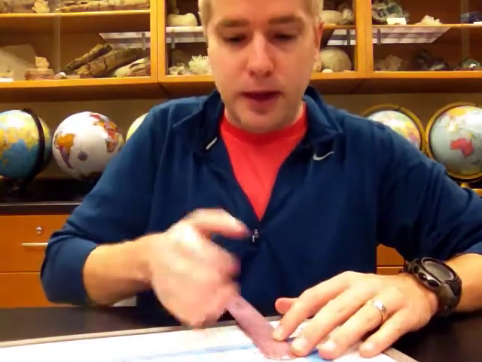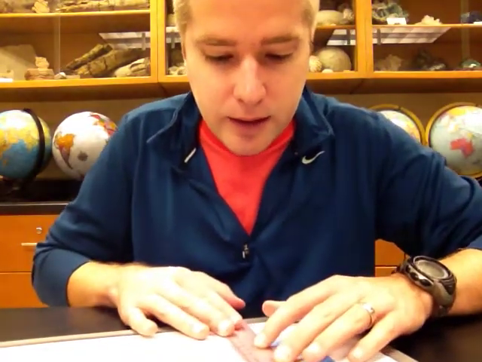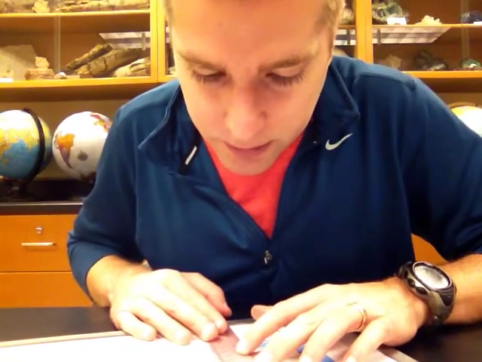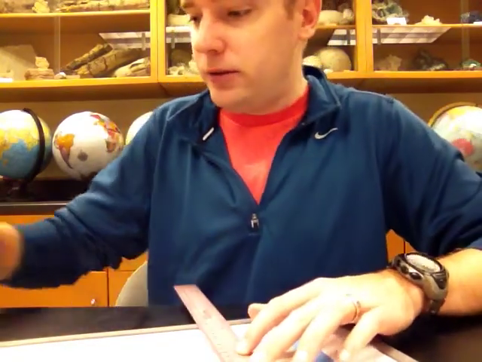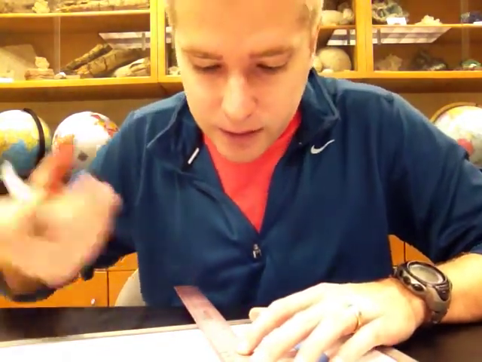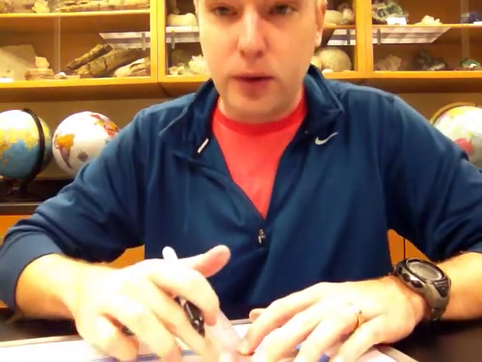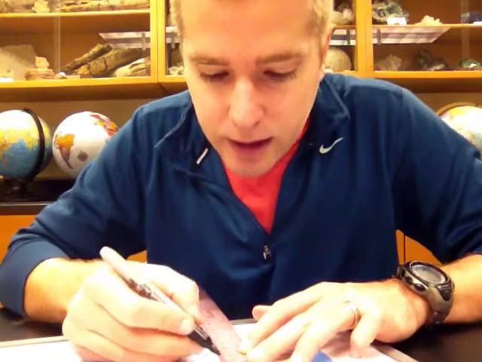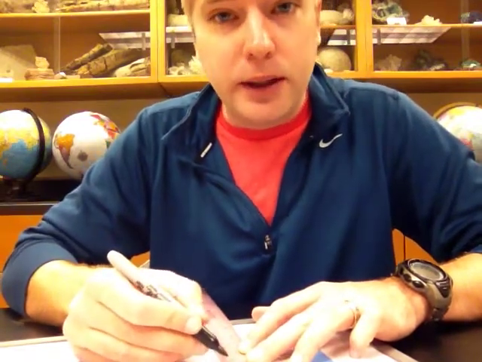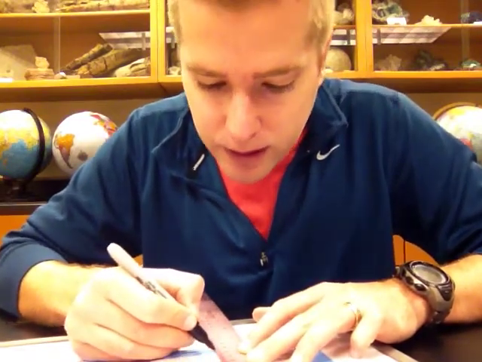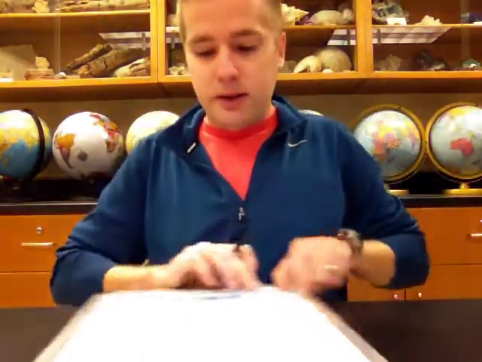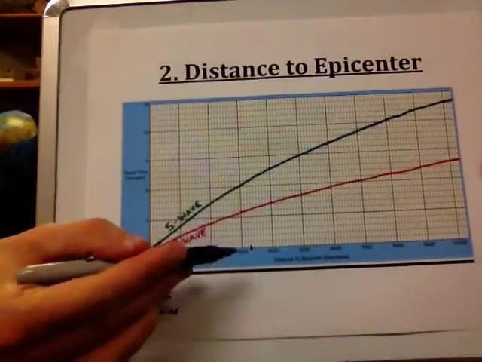You keep the ruler straight up and down and you slide it until the P wave hits where you're interested in, which for us again is 2 centimeters. What I'm going to do is use the ruler to go down to the horizontal axis, which I'll hold up for you in just a second. There are 2 centimeters between the P and the S wave with my ruler. I go down to the horizontal axis and I make a tick mark.